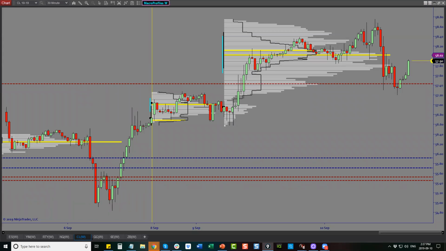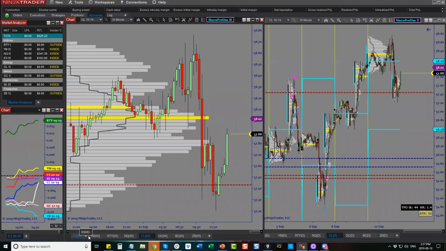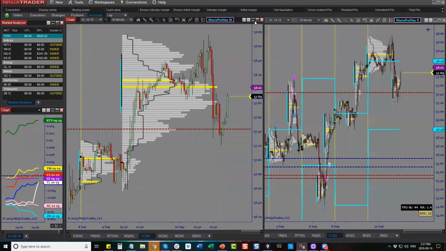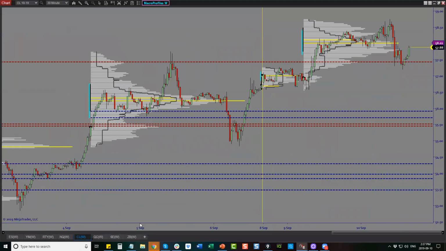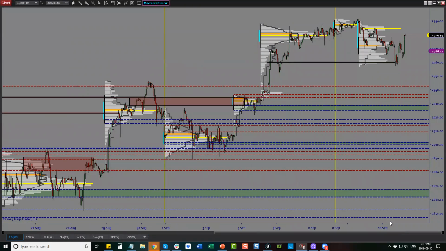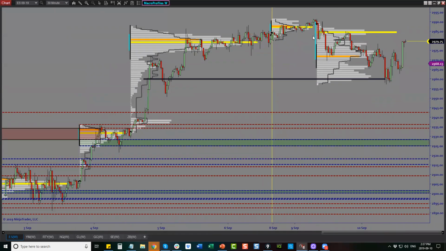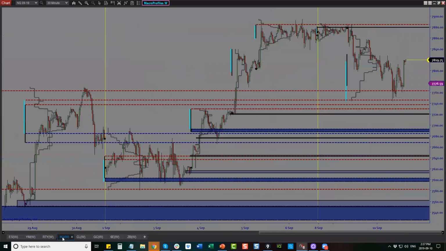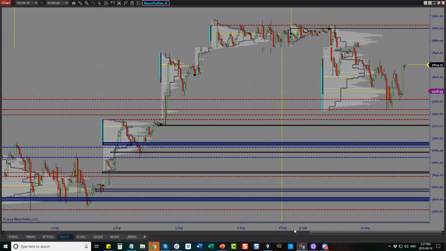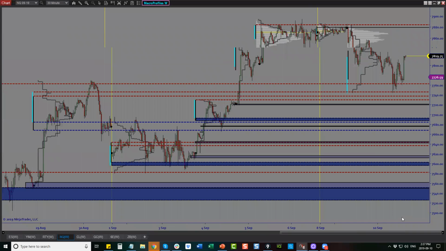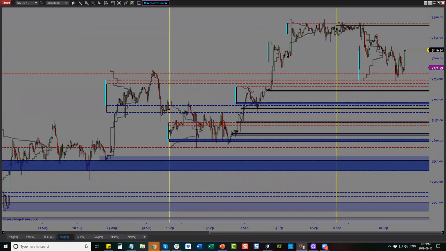The same thing happened on the ES today. Actually, let's go to a different market. Let's go over here to the NASDAQ. Same thing with the NASDAQ. NASDAQ came down. These levels were created way back over here, and it forecasted all the way to today.